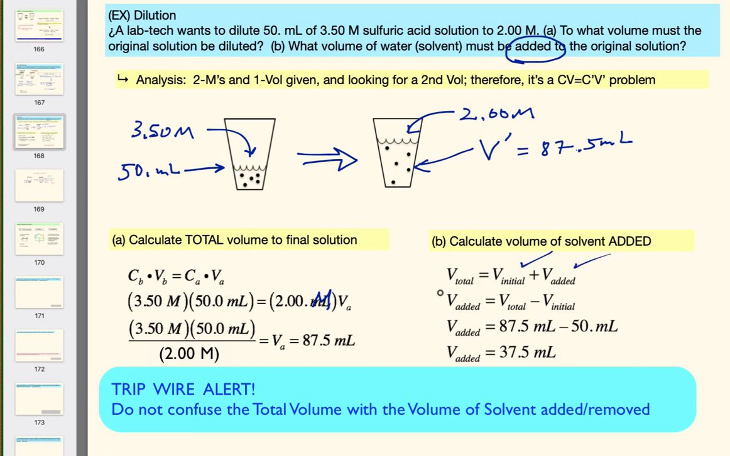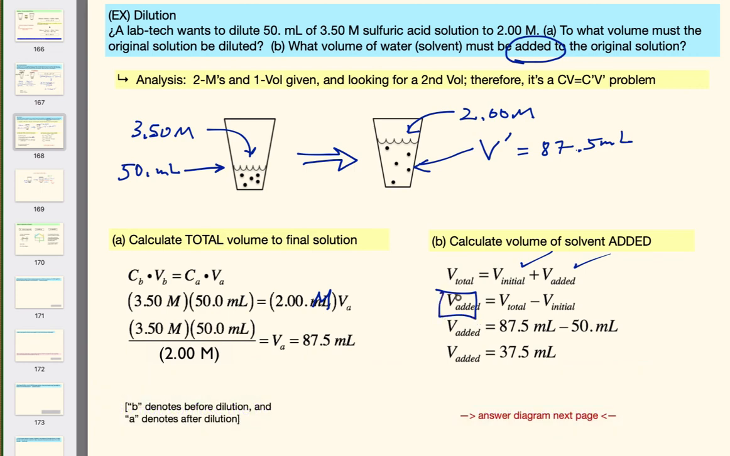So we're trying to calculate this, but we know our total. We just calculated that, and we know the initial. Substituting those two in, you get 37.5 milliliters. So what that means is that to the original solution, there was 37.5 milliliters added, and that brought the total up to 87.5 milliliters and a new concentration of 2 molar. And that's all there is to concentration dilution problems.